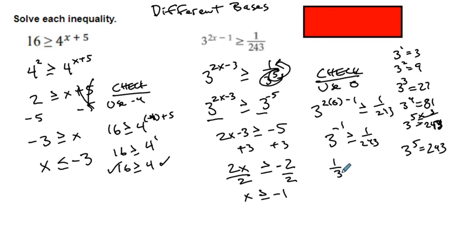That's another way of saying 1/3, right? Because you take this, put it over 1, and then flip it. So 1/3 to the 1 power is 1/3, which is greater than or equal to 1 over 243. And 1/3 is bigger than 1 over 243. Remember, fractions are the opposite of integers, right? So yes, this works out, and that answer is absolutely 100% legit, and we like it.